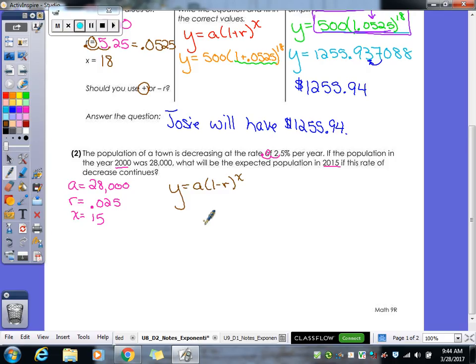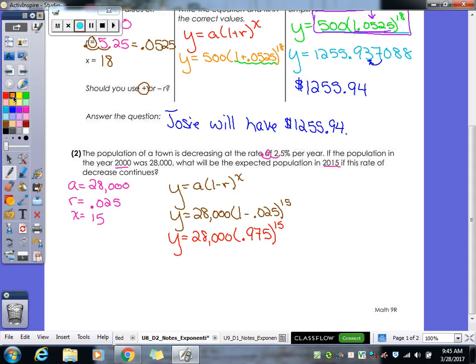And then we'll plug in our numbers. So 28,000, 1 minus 0.025, to the 15. So again, figure out the stuff in the parentheses first. So do your 1 minus your 0.025 first. What do we get? 0.975.